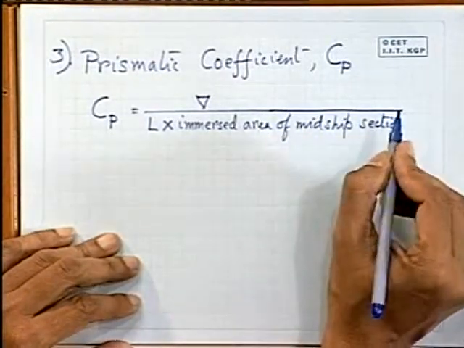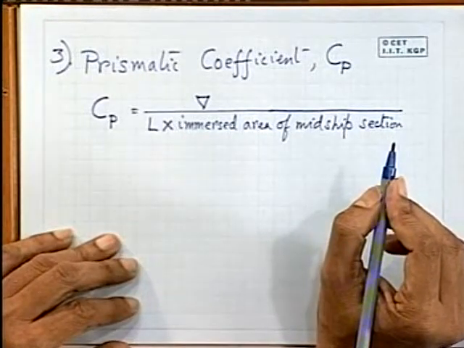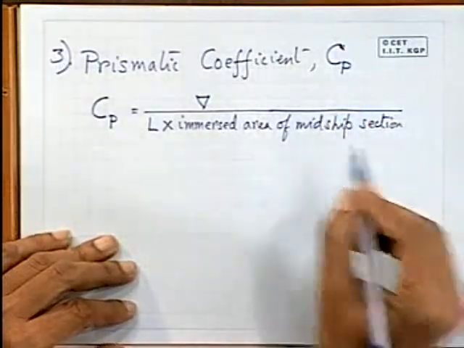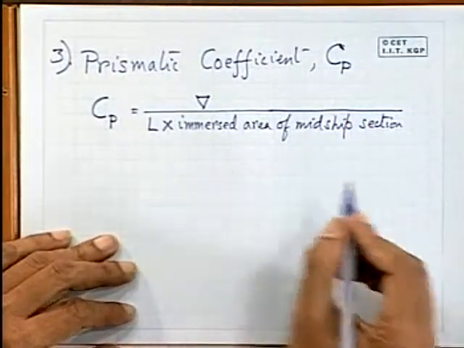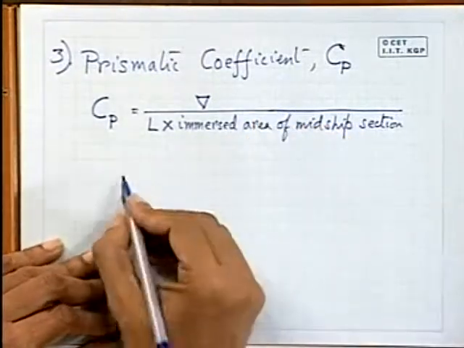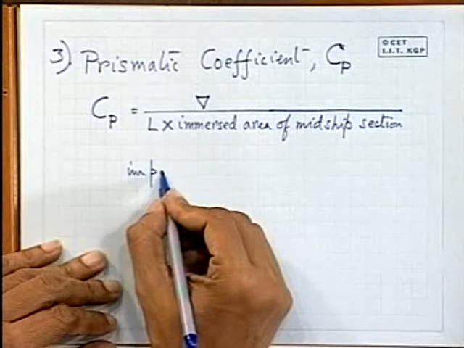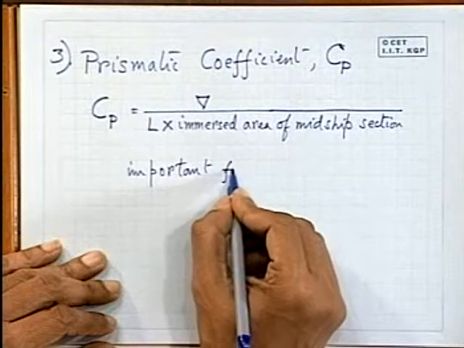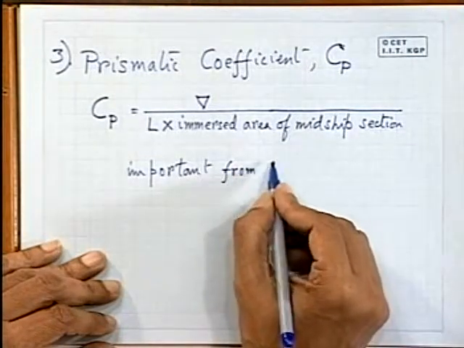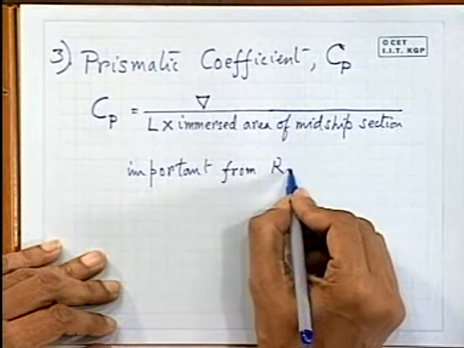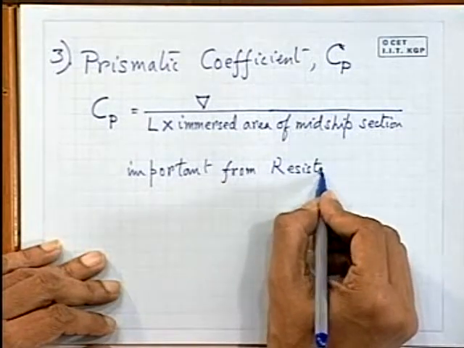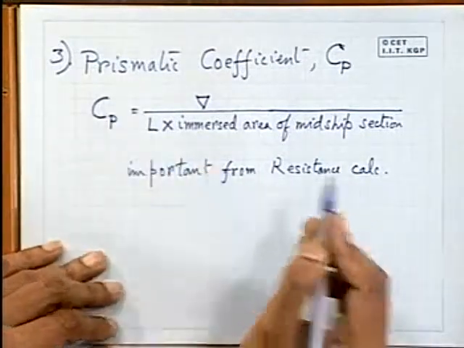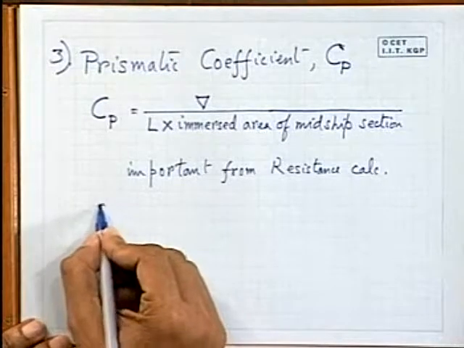So this is called a prismatic coefficient. Now this Cp value is very important from the point of view of calculation of ship resistance. Important from resistance calculation, or rather resistance of ship. This is Cp.